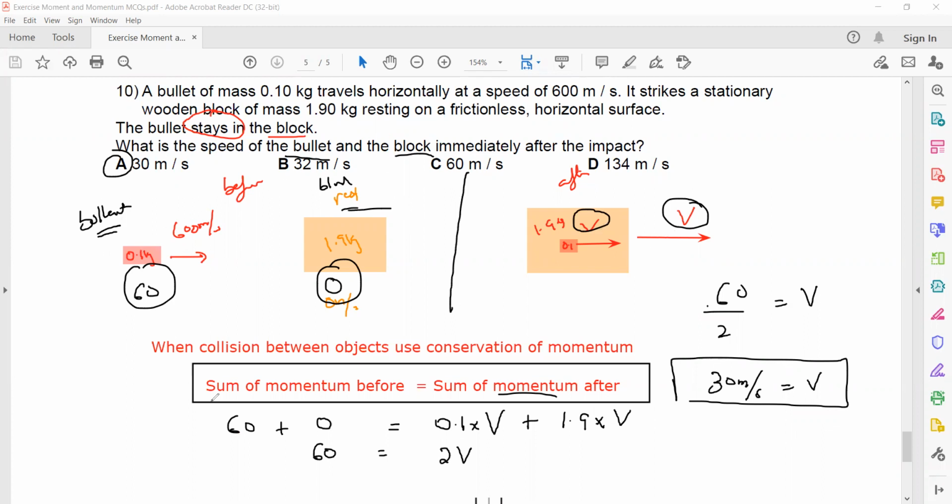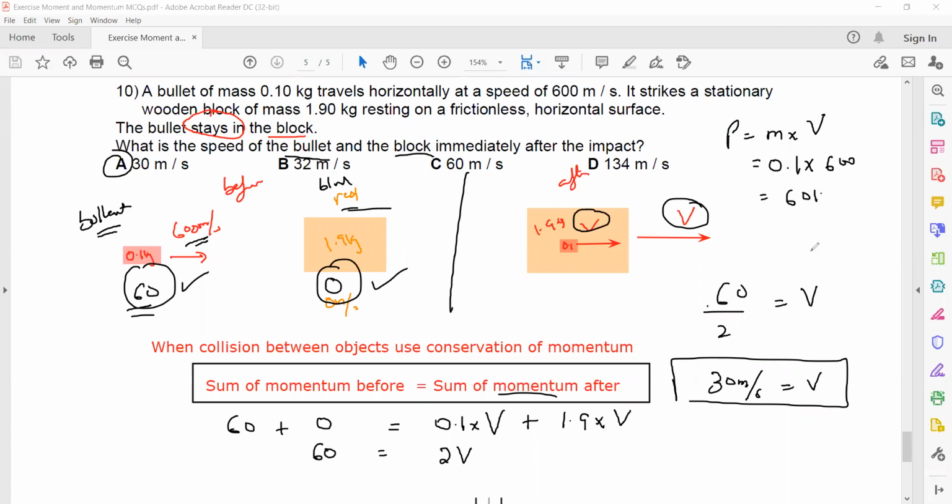So mass of the bullet is 0.1 and the speed is 600. So the momentum of the bullet is 60 before the collision. And the momentum of the block is 0 because it is at rest. So from where did I get 60? Momentum is a product of mass and velocity. So the mass of the bullet is 0.1 and the velocity of the bullet is 600. When 0.1 is multiplied by 600, I get 60. So speed is 600, but the momentum, which is a product of mass and velocity, is 60.